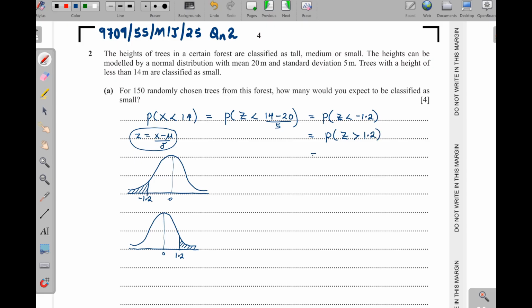Because remember, in the table, you don't have probabilities for the negative z values, but the one that is given is for the less than. So how do we get this one here? It will be the total probability, which is 1, then minus this one for the less than. You see that? So 1, then minus probability of z less than 1.2. So when we go to the table, we can read off this value 1.2.